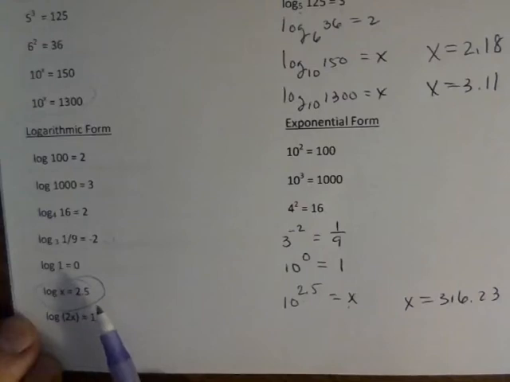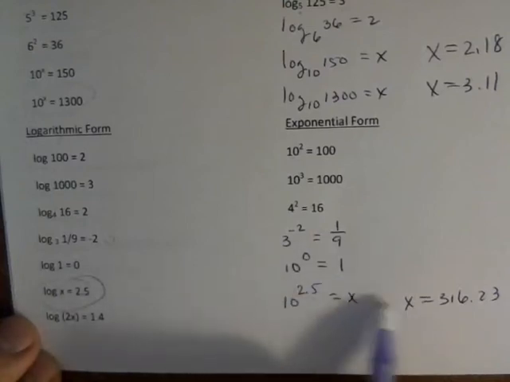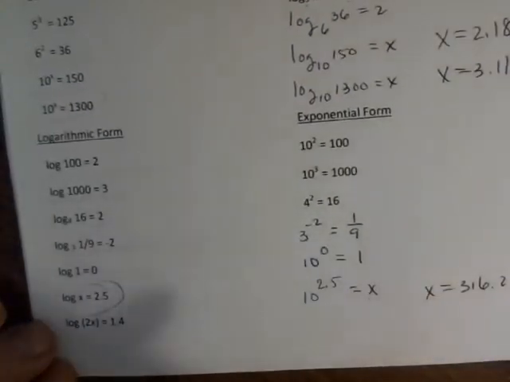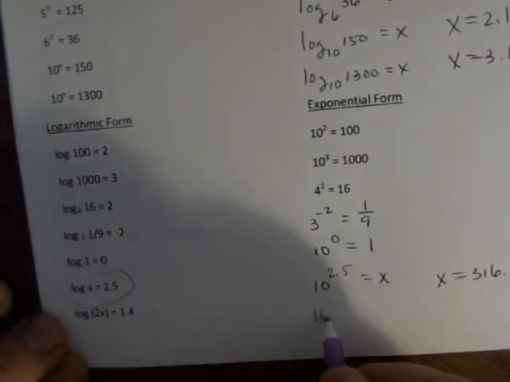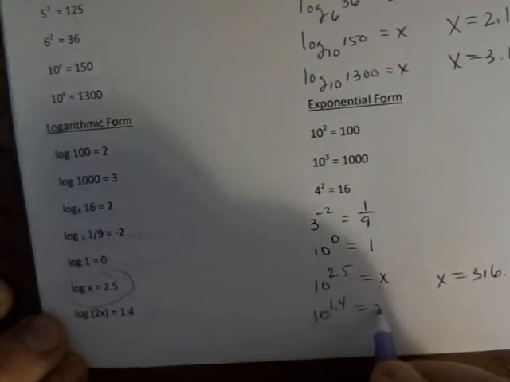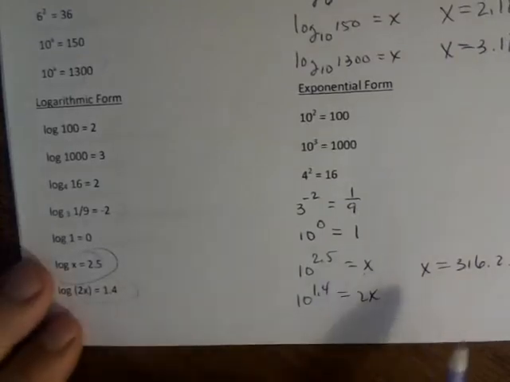Okay, that's why on the test, if you don't know how to do this, there's not much partial credit to give you because they're pretty much two-step problems for the most part. This next one here might be a little three-step problem because I have a 2x. So my base is still 10. My exponent is 1.4. My number is 2x. Just know what goes where.